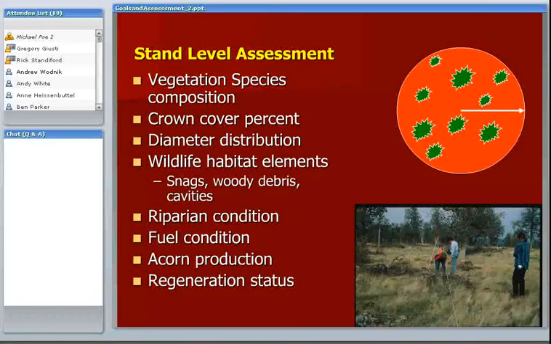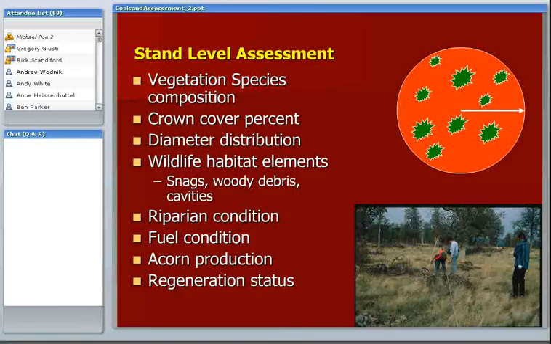What's your fuel load like? Doug will talk about this in a couple of weeks. Acorn production, I'll talk about that in a couple of weeks as well. We have a rating system that we use for assessing acorn production. And what's your distribution of seedlings and saplings?